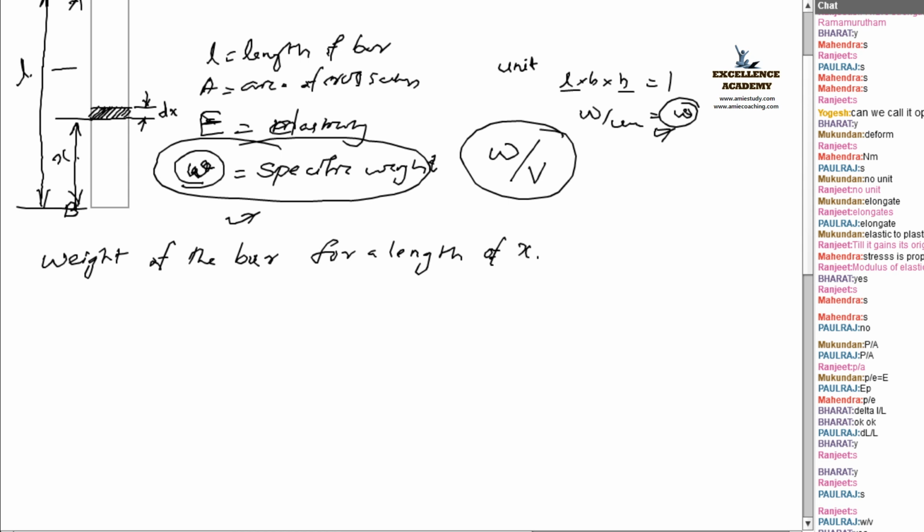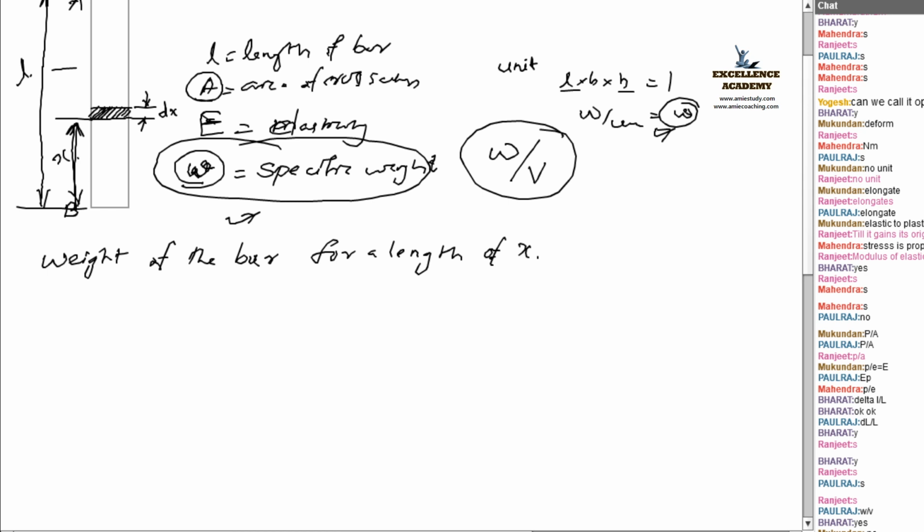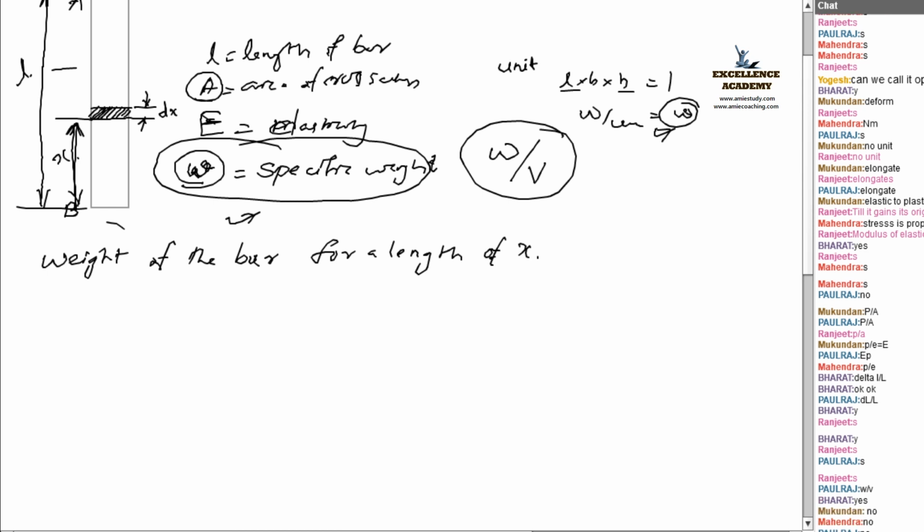Here, my question is, I want to find out the weight of the bar for a length of x. That means this much length I want to find out. If A is the area of cross section, will the area change? No, area will remain the same.